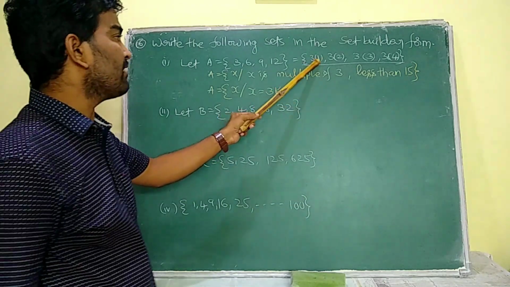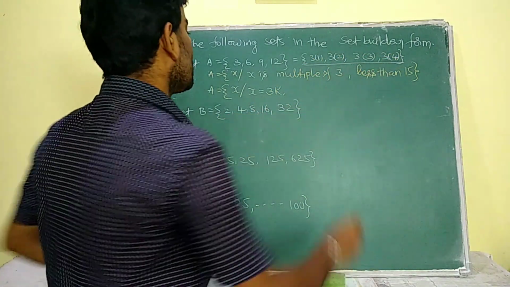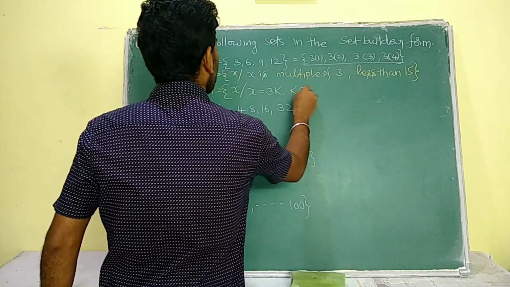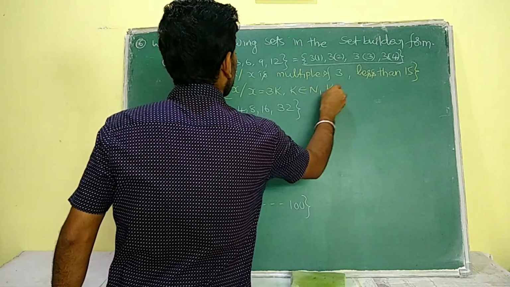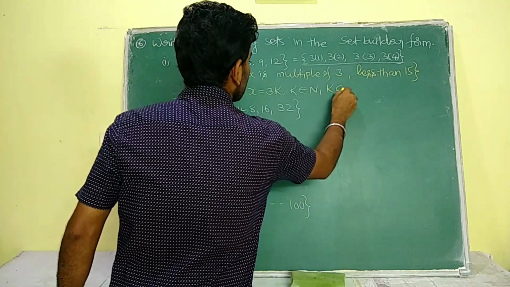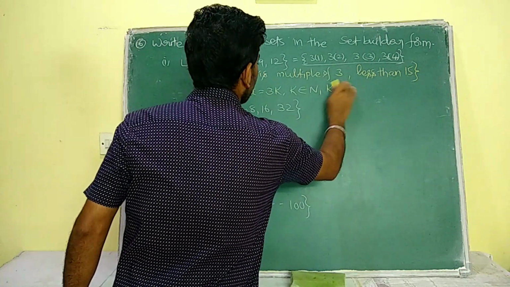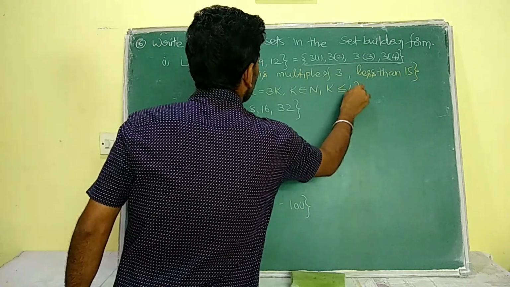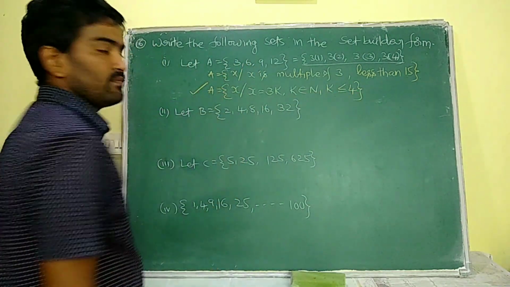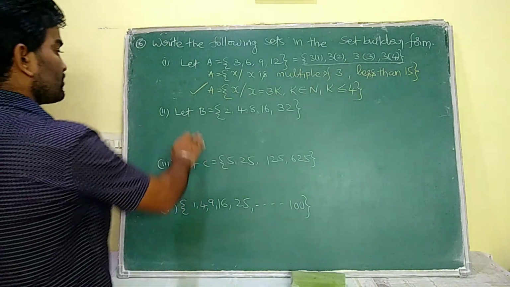And what is this k? 1, 2, 3, 4. So k is a natural number. k belongs to natural numbers. And k has some limit, so that k is less than or equal to 4. I may write in this way also. Now coming to the second question.